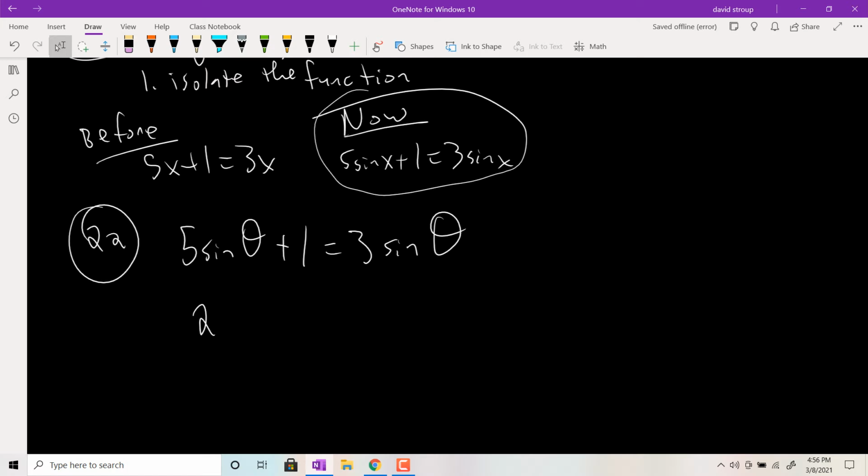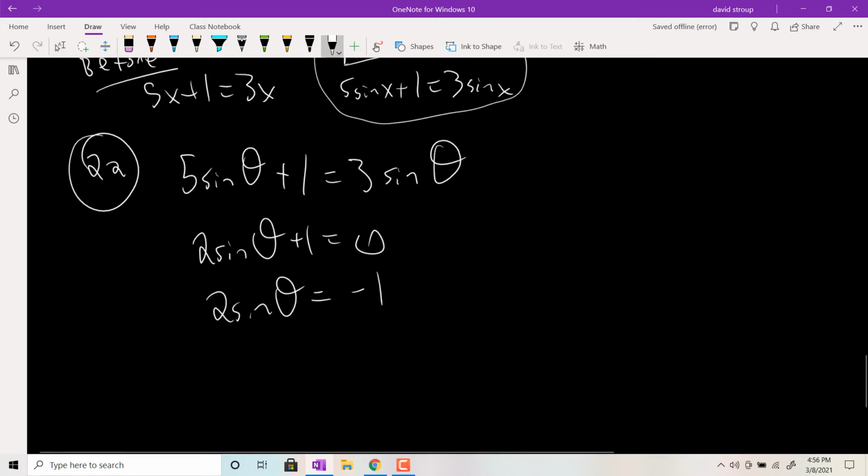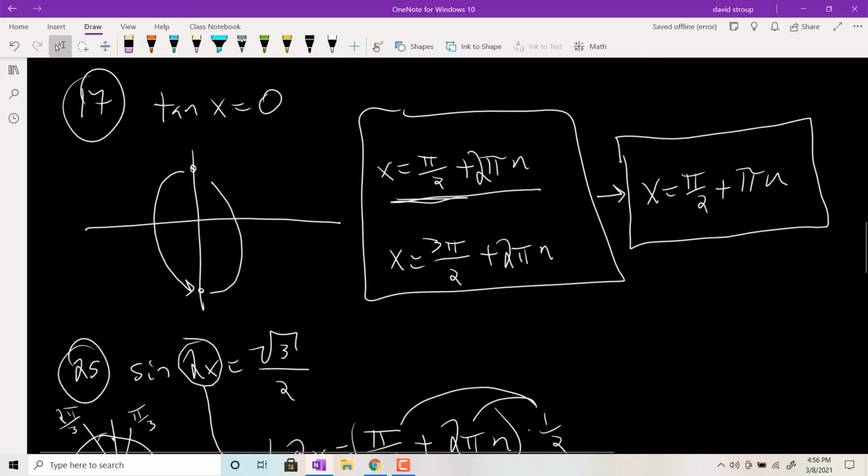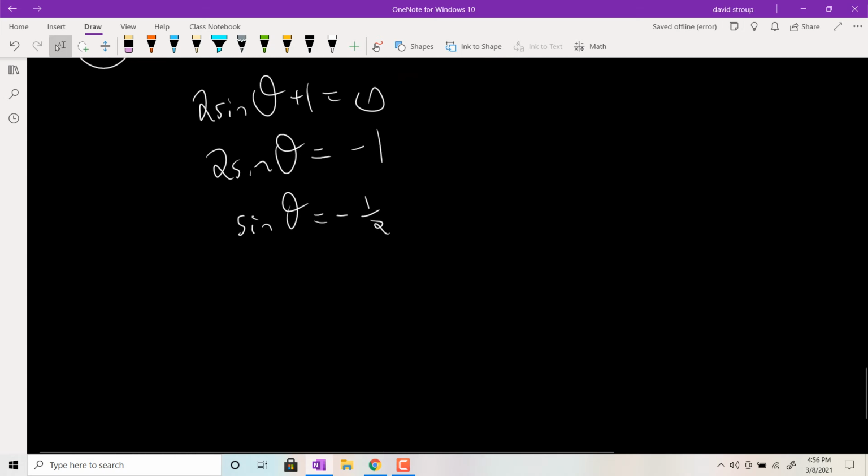So you end up with 2 sine theta plus 1 is 0, and then of course you get 2 sine theta equals negative 1, and then sine of theta equals negative 1/2. At that point, you basically have a problem just like the ones above, so you solve it using those methods. We're looking for infinite solutions in this case.